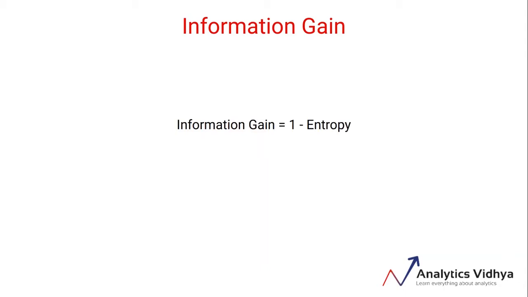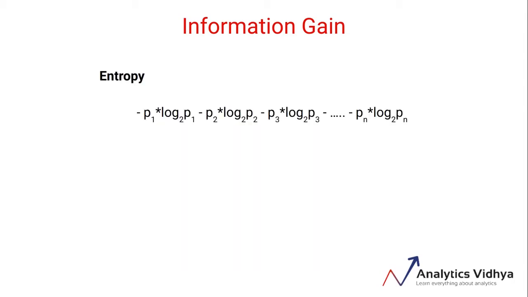But wait, what is entropy here? How can we calculate that? Let's look at how we can do that. We can calculate the entropy as minus P1 multiplied by log P1 base 2 minus P2 multiplied by log P2 up to Pn multiplied by log Pn. Of course, considering there are n classes. Here P1, P2, P3 are the percentage of each class in the node.